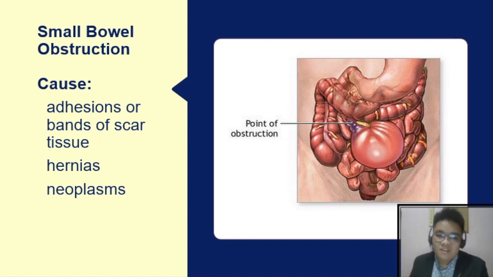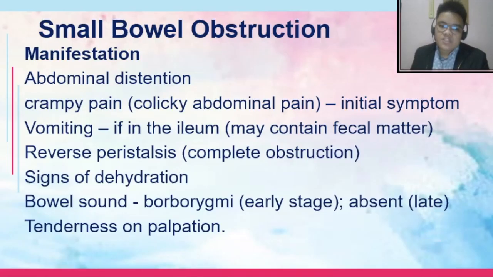Common causes are adhesions or bands of scar tissue. Then you'll have your hernia and then your neoplasms. So when I say neoplasms, this could be your tumors or your cancerous growth. Now, in small bowel obstruction, the manifestation would be abdominal distension. Then you would have crampy pain, which is colicky abdominal pain, which is usually the initial symptom.